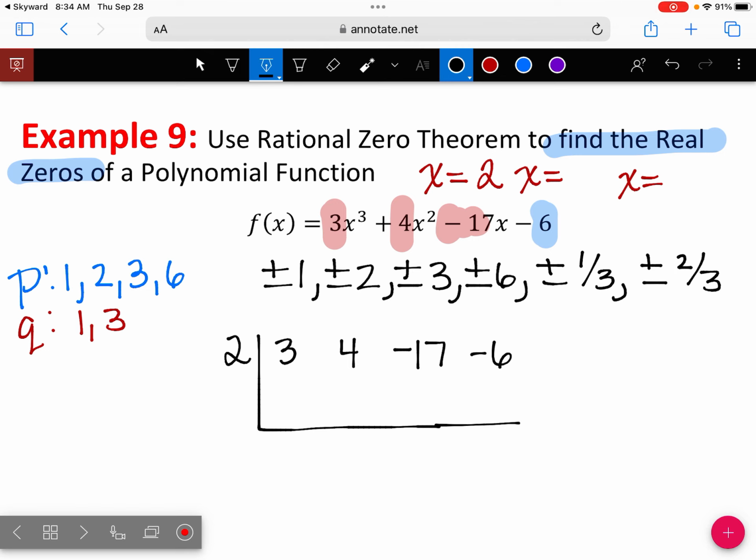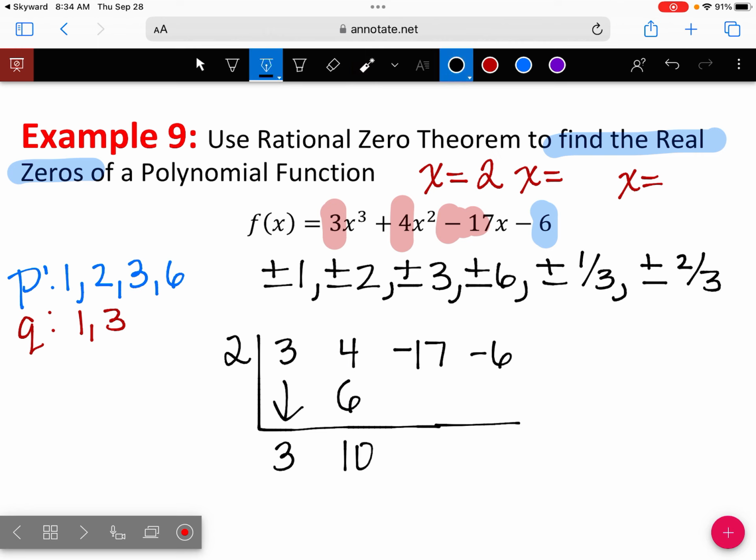Raise your hand if you remember this from algebra 2. Okay, a couple people. So for synthetic division, you bring down that first number. You always just drop down the first number, which in this case is a 3. Then you take this 3 and multiply it by your 2. So 3 times 2 is what? 6. Put that under the next number, which is 4. Then you add these together, 4 plus 6, and that gives you 10.